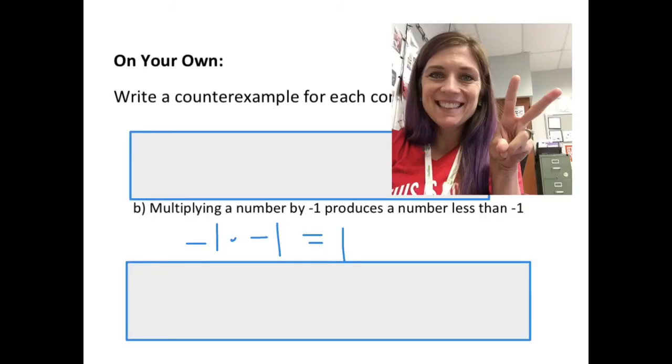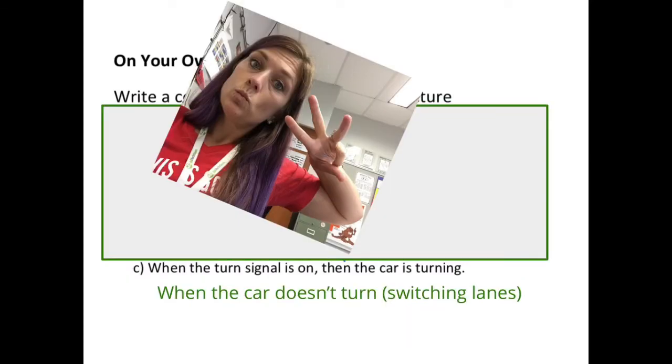For the second problem, multiplying a number by -1 produces a number less than -1. Your example can be any set of multiplication as long as it's a negative number being multiplied by -1, because that will always produce a positive number, which is always greater than -1. Finally, number 3, when the turn signal is on, then the car is turning. My example is that you could have the turn signal on to designate that you are switching lanes on a highway and not actually the car turning.